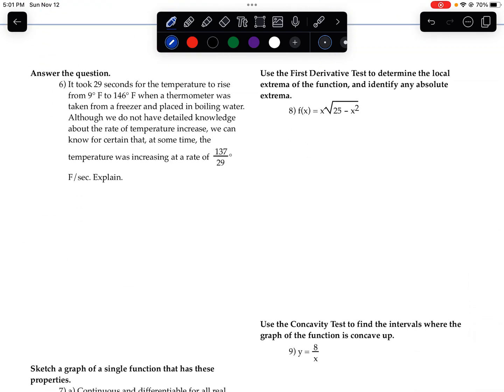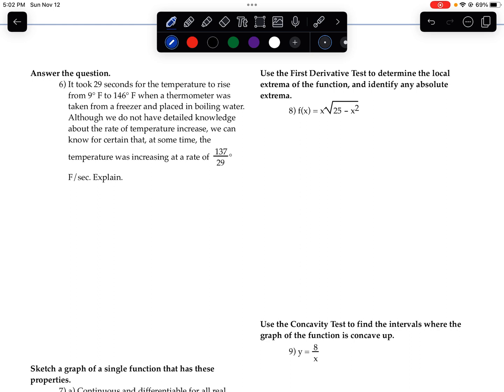It took 29 seconds for the temperature to rise from 9 degrees Fahrenheit to 146 degrees Fahrenheit when a thermometer was taken from a freezer and placed into boiling water. Although we do not have detailed knowledge about the rate of the temperature increase, we can know for certain that at some point the temperature was increasing at a rate of 137 degrees Fahrenheit for 29 seconds. Explain. So, it's just by the mean value theorem.